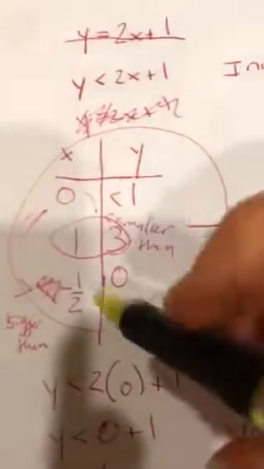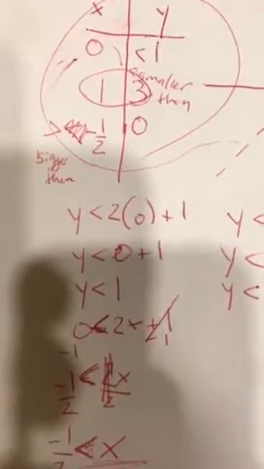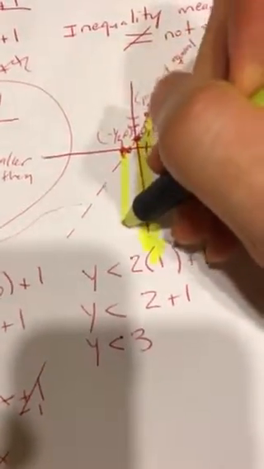When x is negative 1/2, y is everything that is, when y is 0, x is everything that is less than 1/2. So, I should draw everything that is less than a half right here. And I can keep plugging in any of these points.